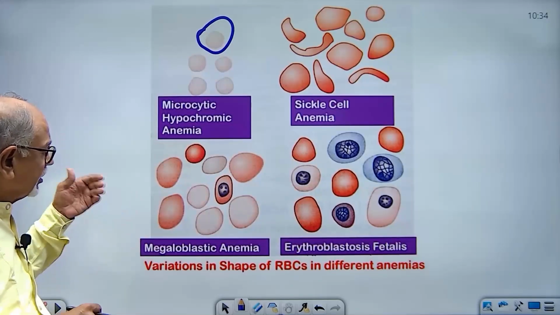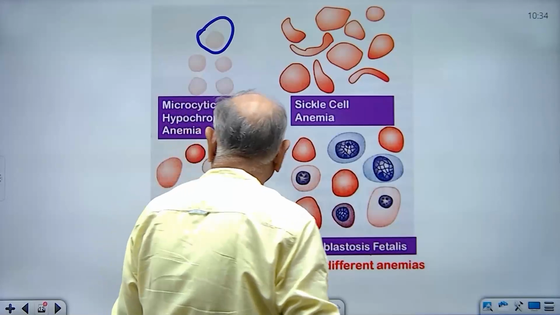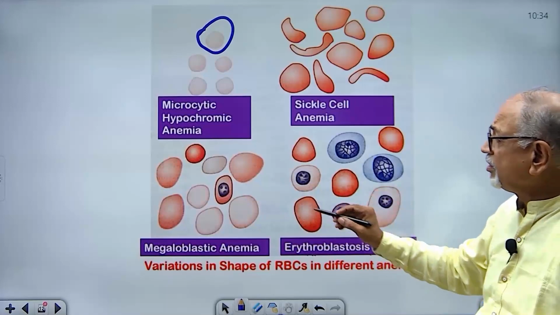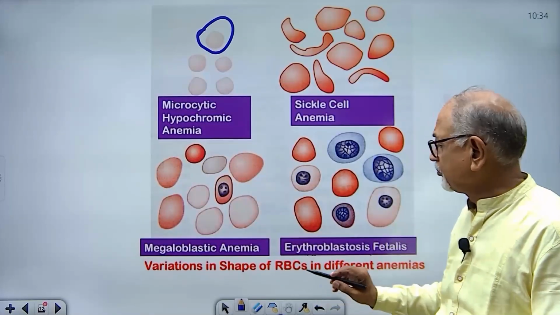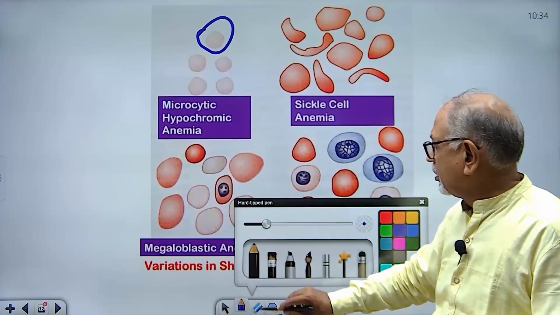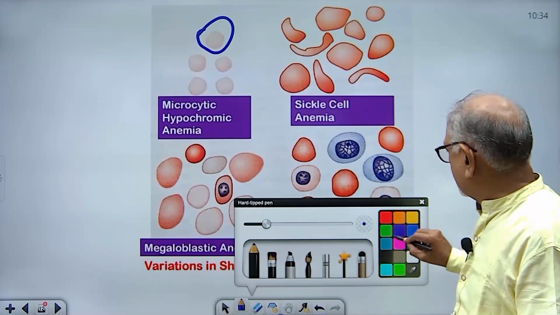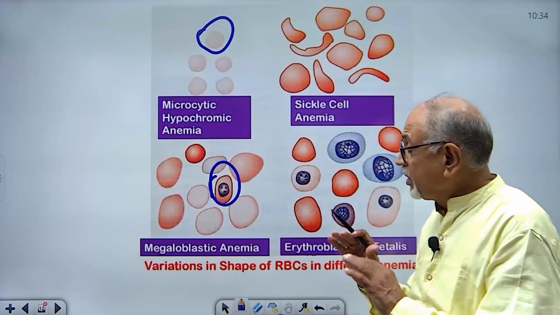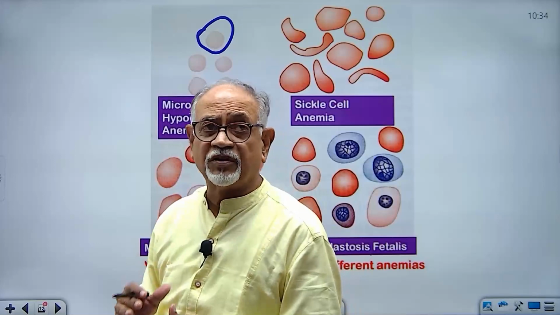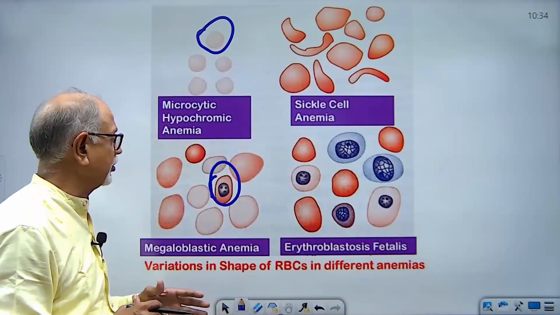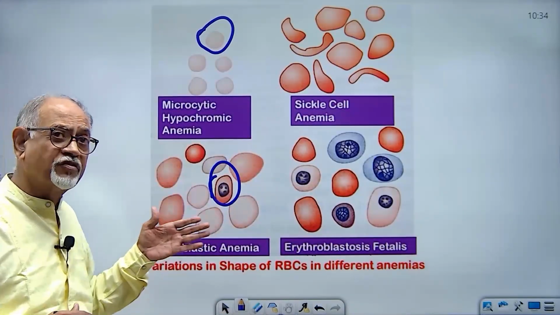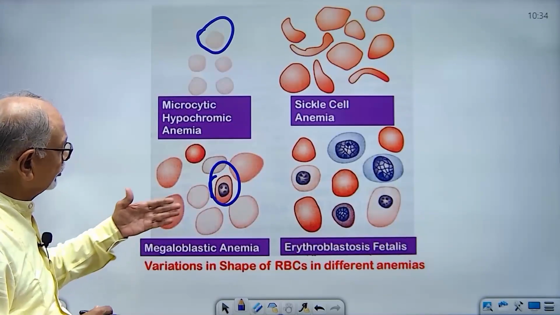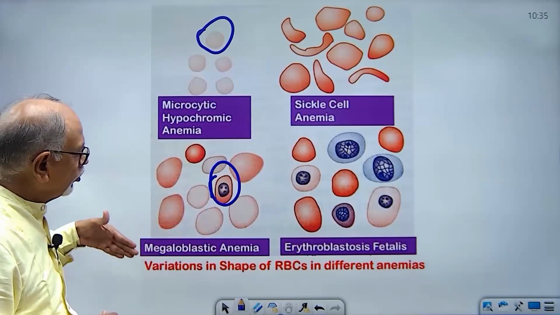Now in the second condition, it is called megaloblastic anemia. As I just described, the RBC remains larger, they remain nucleated because of the deficiency of vitamin B12 and folic acid. And when such RBCs pass through the spleen, they are broken, causing anemic condition. So this is called megaloblastic anemia.